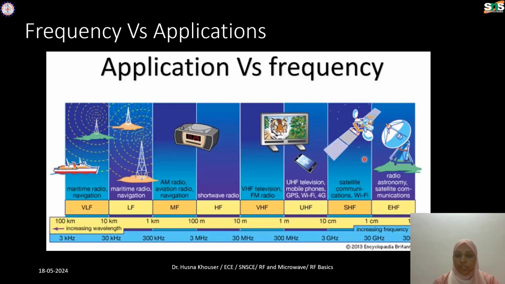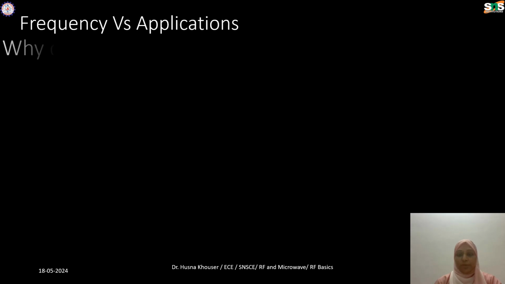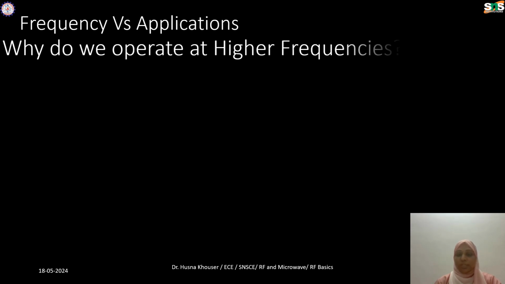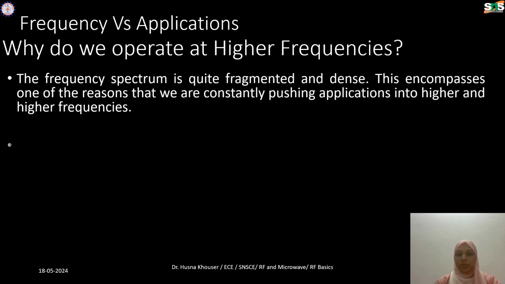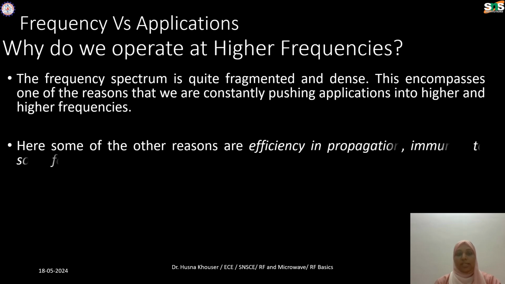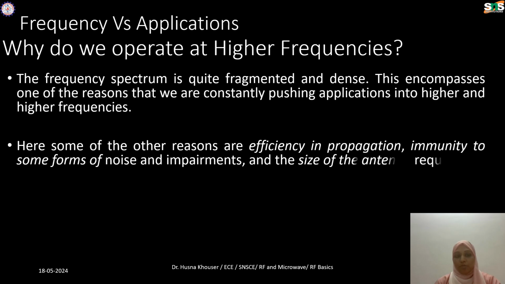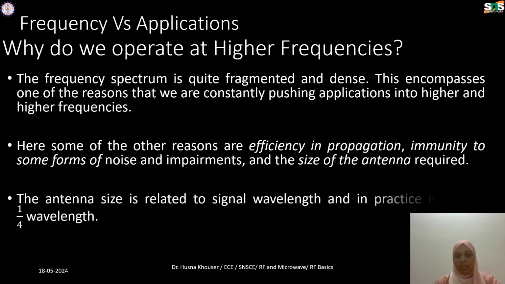What is the purpose of using high frequencies? Why do we operate at high frequencies? The frequency spectrum is quite fragmented and dense. This is one of the reasons that we are constantly pushing applications into higher and higher frequencies. Some other reasons are efficiency in propagation, immunity to some forms of noise and impairments, and the size of the antenna required. The size of the antenna is related to the signal wavelength, and in practice we usually say one quarter of the wavelength.